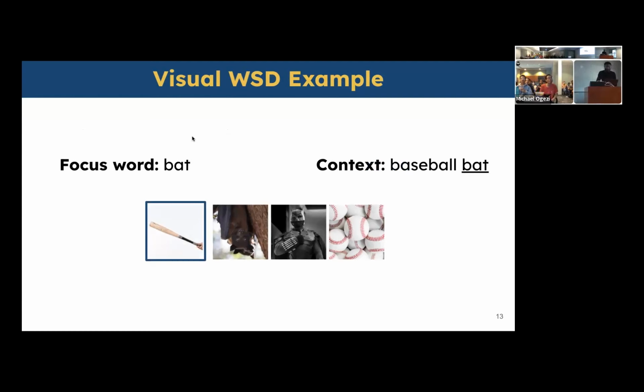One is an image of the baseball bat, which is of course the correct image. We have an image of a mammalian bat, we have an image of someone dressed up as Batman, and we have an image of several baseballs. And you can see that if you do not understand the context that bat is in, this becomes a very hard problem. Even with the context, it's sometimes a difficult problem.